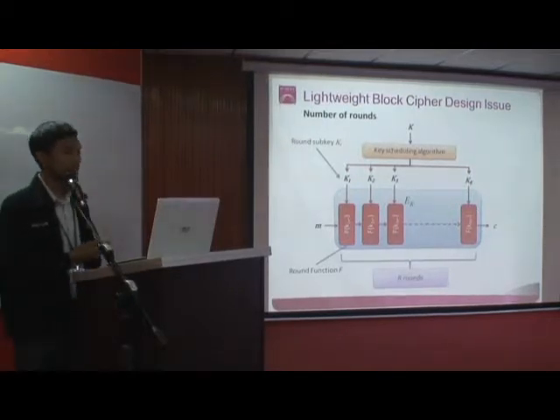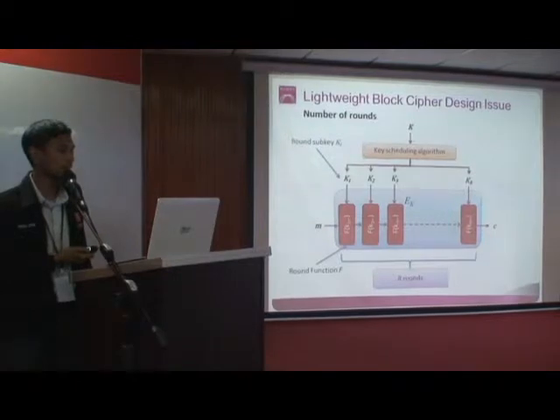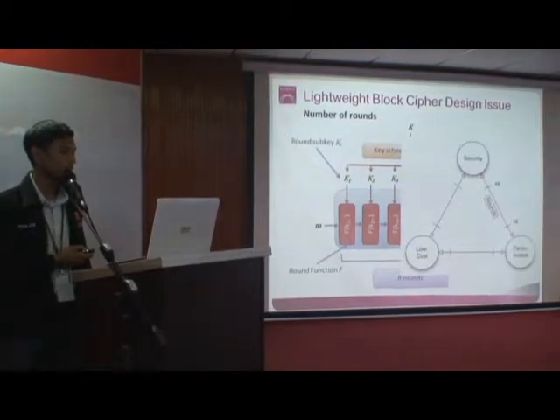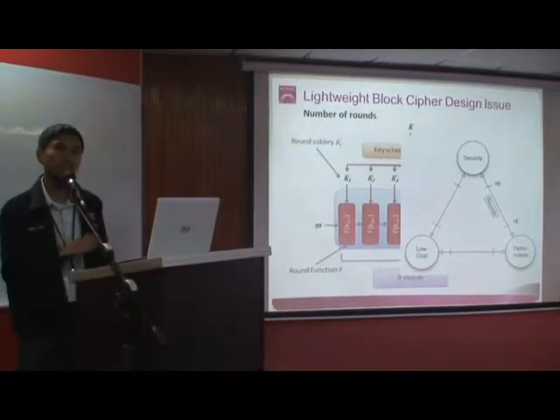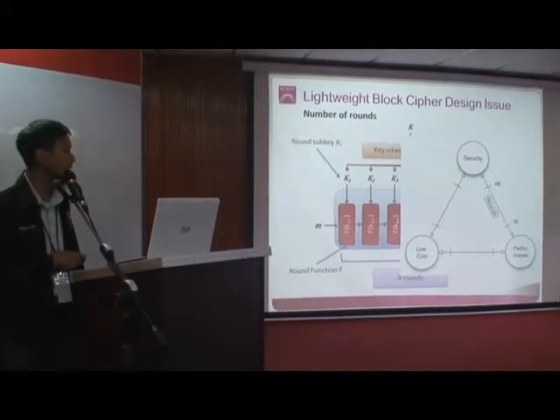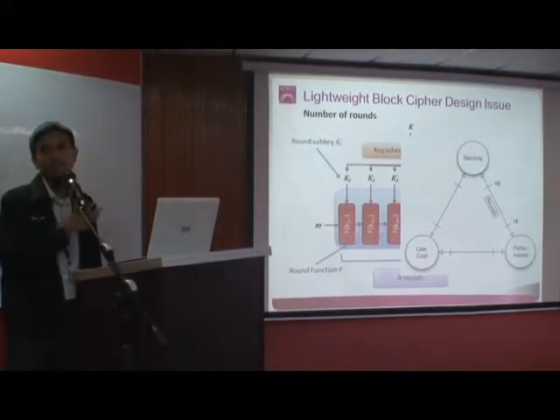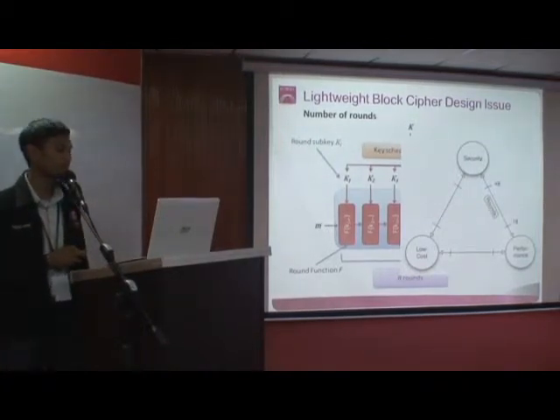Okay, so the rounds determine how secure your cipher is in general. So back to this trade-off thing. With fewer rounds, you can run it very fast. For example, if you have only 2 rounds, it's very fast, right? If you have maybe 100 rounds, it slows down your cipher, but in general, it's more secure.